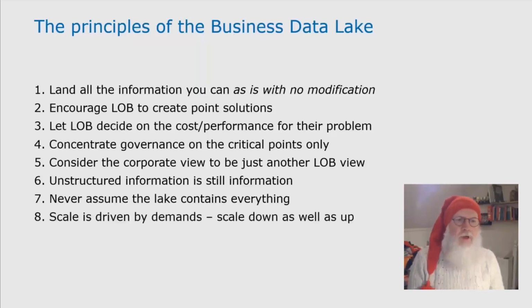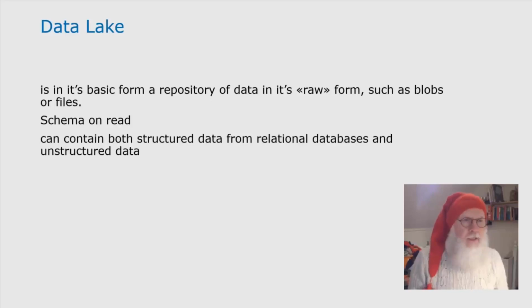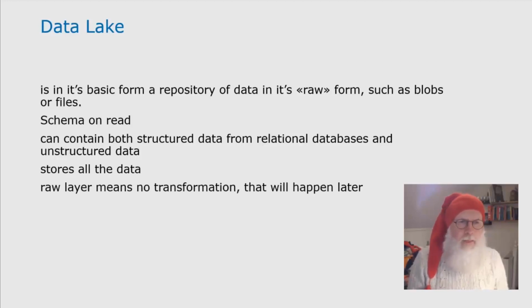And scale is driven by the demands of the business, so you can scale both down as well as up. And the data lake in its basic form is a repository for data, so either in forms of blobs or files, images, you name it. It is by default schema on read, so you don't force any changes onto the data as you land it. And you can actually have a database as part of your data lake, or you can have CSVs, XML, JSON, JPEGs, PNGs, and so on. And you store all data within your data lake. And again, back to the raw layer, no transformation, that will happen later on.